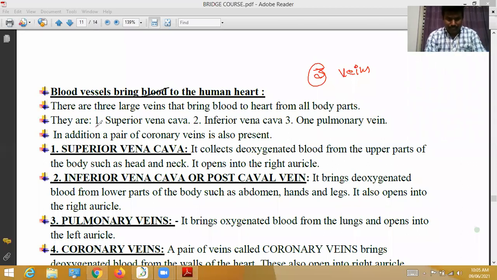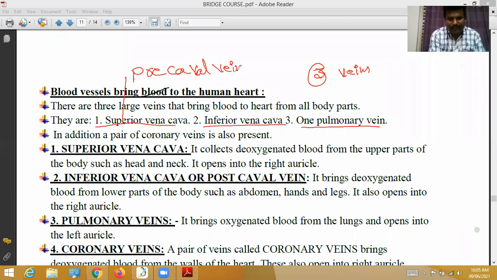Those are, first one is superior vena cava, then inferior vena cava, and one pulmonary vein. This is the superior vena cava. It is also called the precaval vein.